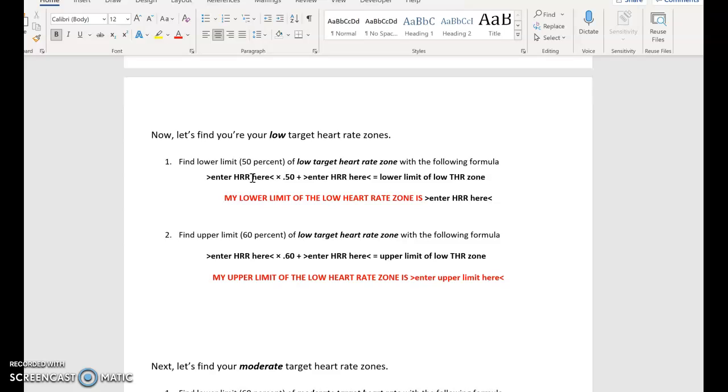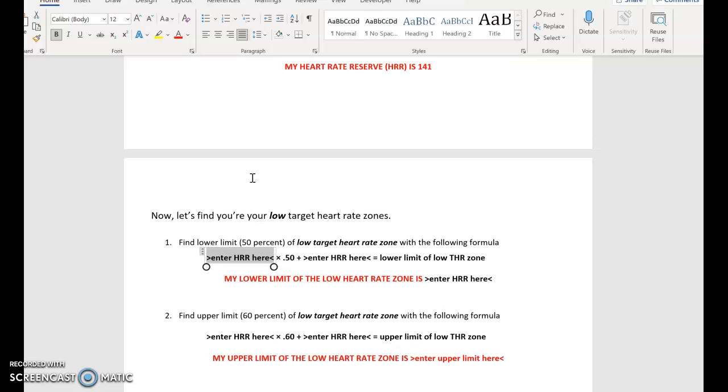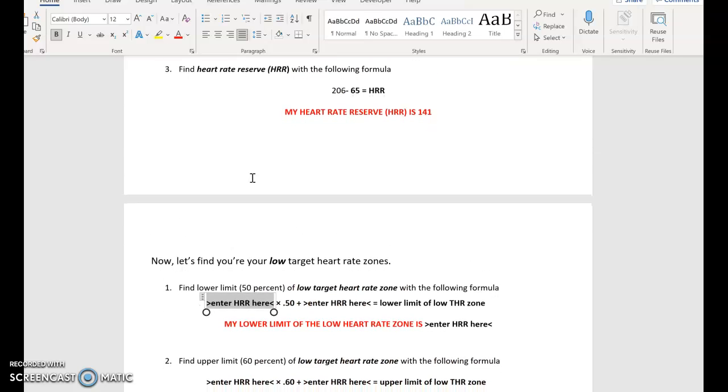Oh, and this is going to be the old worksheet. Okay, so enter HRR here. If we go to the top, we're going to see that the heart rate reserve, HRR, is 141. Again, make sure you don't delete anything on the other side of the arrows. Now, this worksheet says HRR again, but this has now been updated to say RHR, which is resting heart rate.